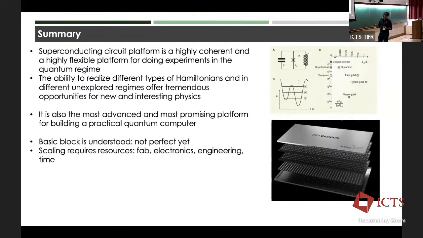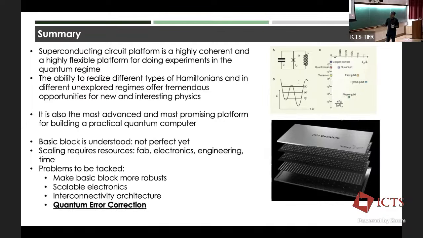The basic building block is reasonably understood. We know how to make qubits. They're getting better and better, but it's not perfect yet. Maybe we still have to invent the best qubit. And to really make them useful, you need to scale, which requires a lot of resources, good fabrication, good electronics, good engineering, a lot of time.